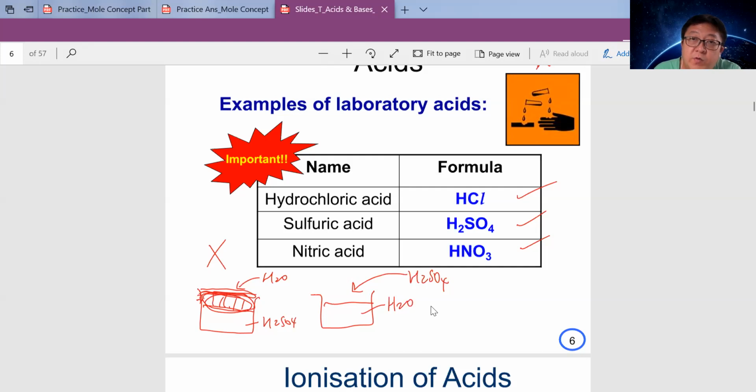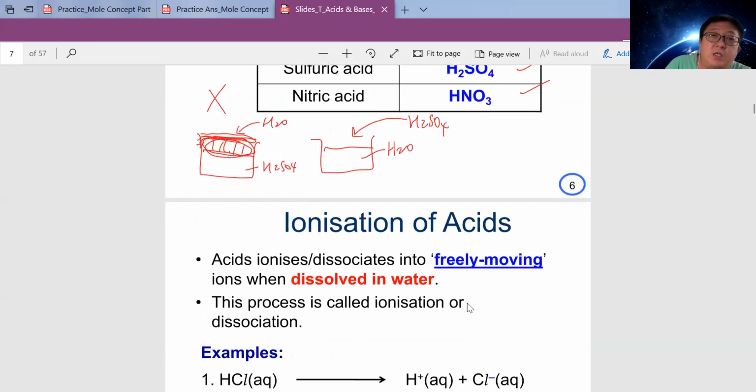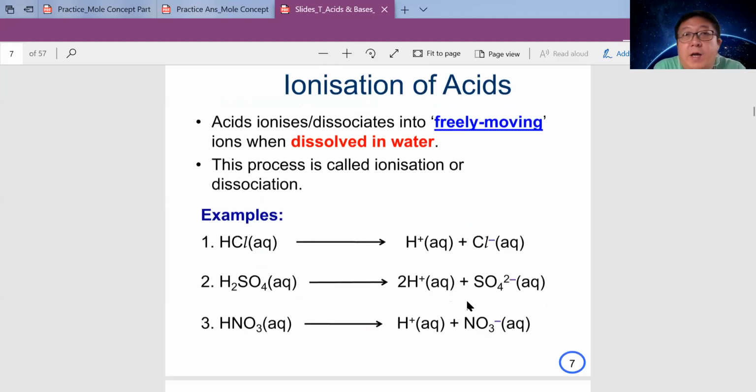So if you major in chemistry, this is some of the danger. Dilution of acid must be done in the proper way. Then, ionization of acid. This is how acid dissociates to form ions inside the water. The process is called ionization or dissociation. These two terms are used interchangeably.